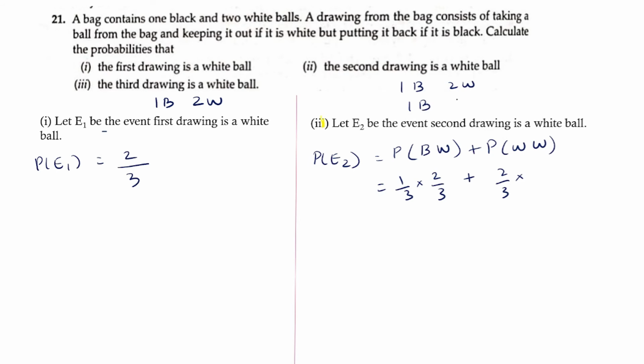Now we are left with one black and one white ball. So probability of drawing one white ball from one black and one white ball is 1 by 2. So this is equal to 2 by 9 plus 2 by 6. So here the LCM is 18. So it is 10 by 18, which is 5 by 9. So this is the required probability.